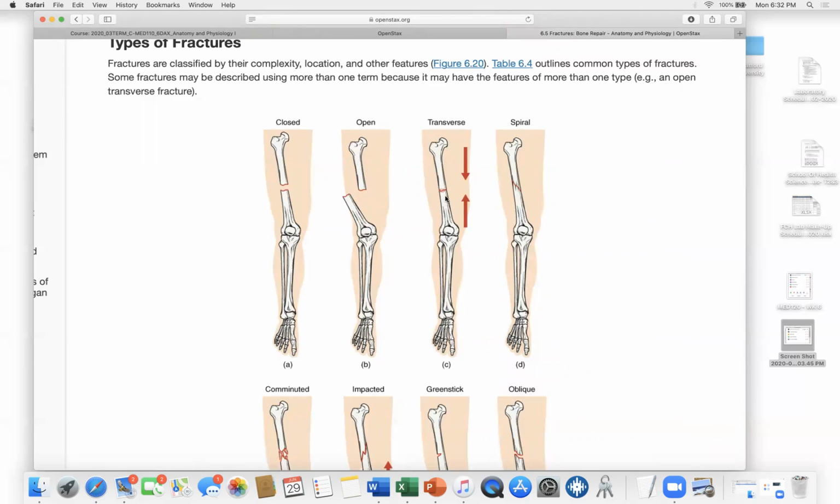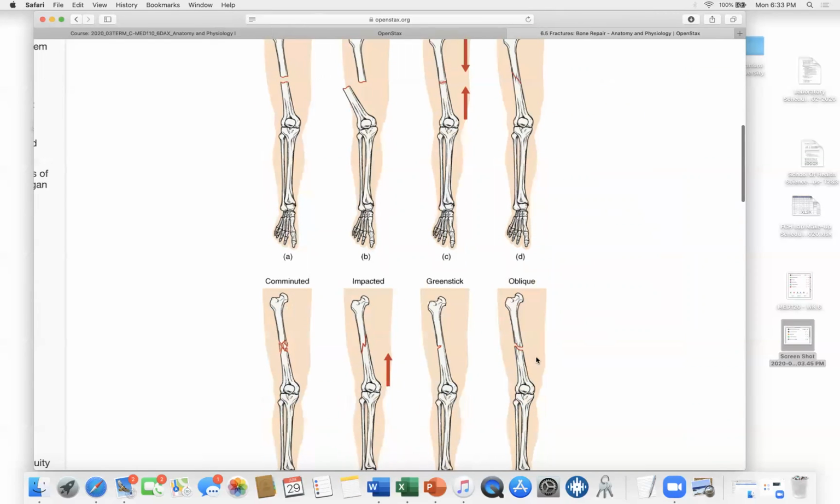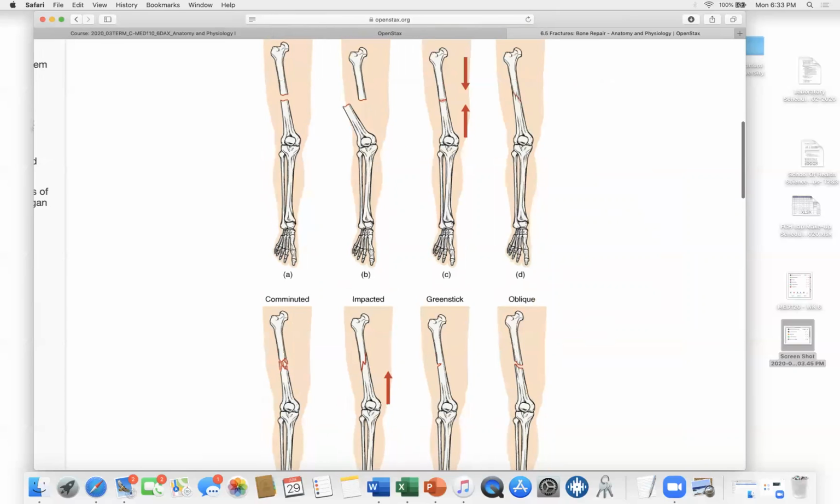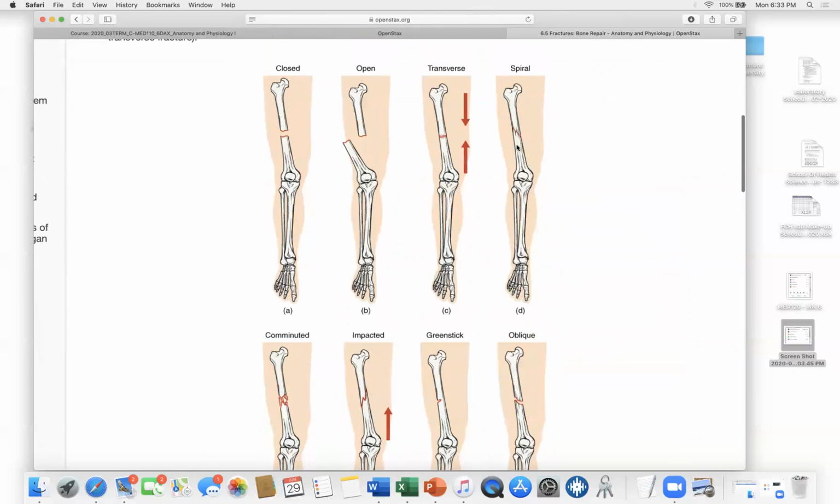Now, transverse means the break came right across. Oblique or spiral, well, oblique is like here, down here. That's diagonal, but spiral, it got twisted, right? It's a fine point, but it happens.